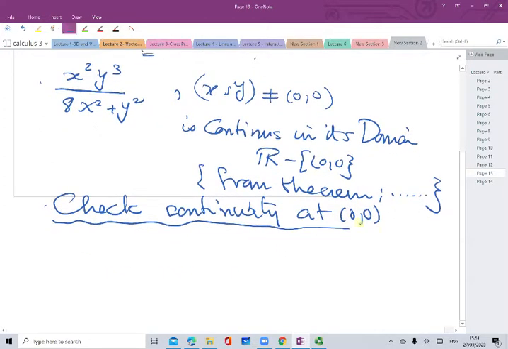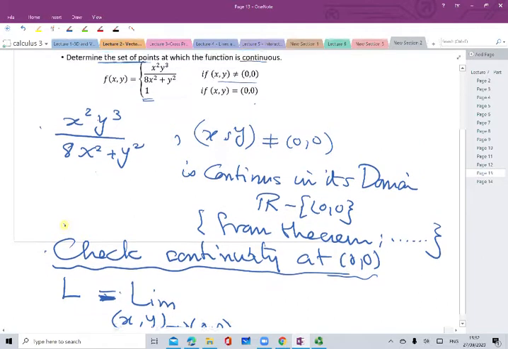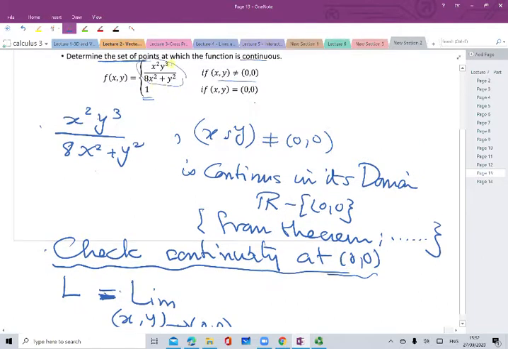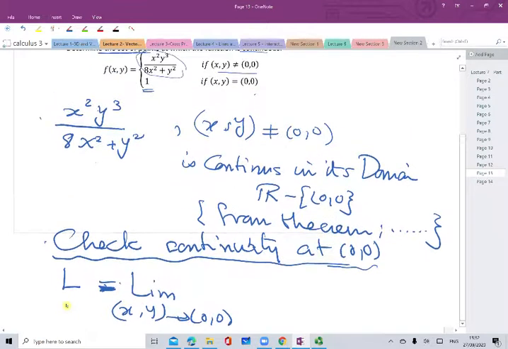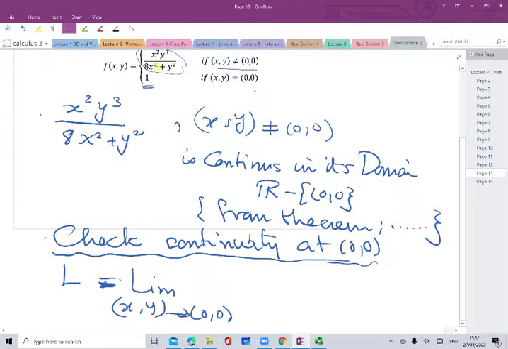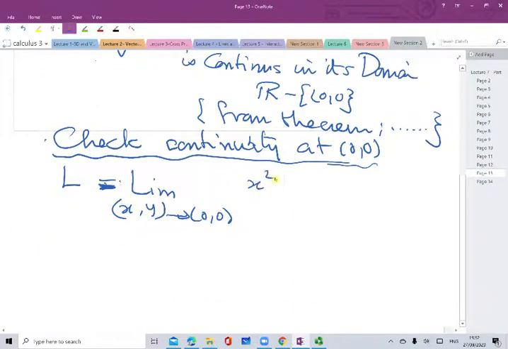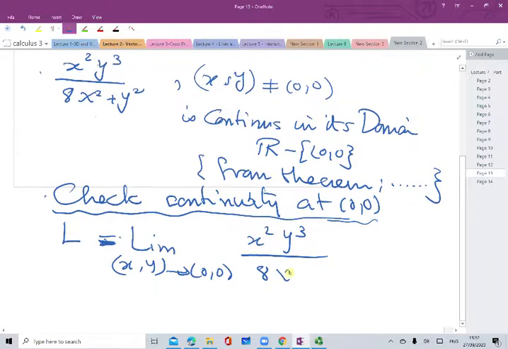Okay, so to check the continuity at (0, 0), first of all I must find the limit, and then I'll find the function value and compare it to the limit. So the limit of the function as (x, y) tends to (0, 0): I'll go with this one, because I need it for points close to the point. I cannot take the 1 and say this is the limit, this is the function value. So I'll take the first part of the problem, x squared y cubed over 8x squared plus y squared.